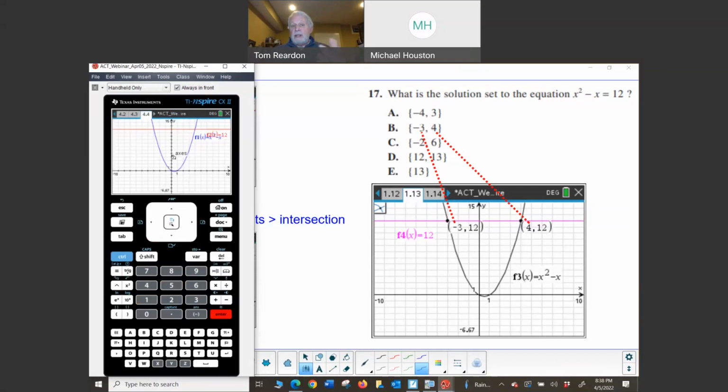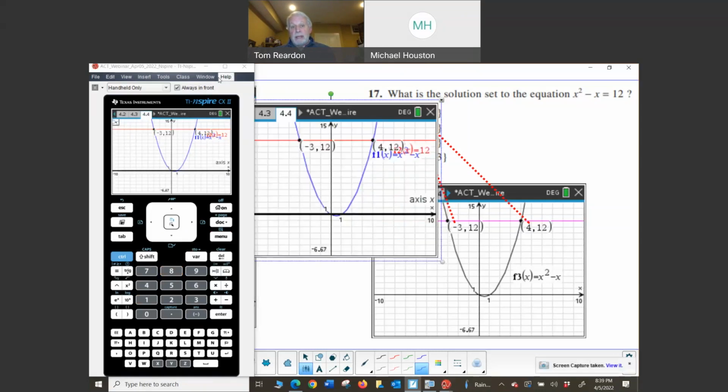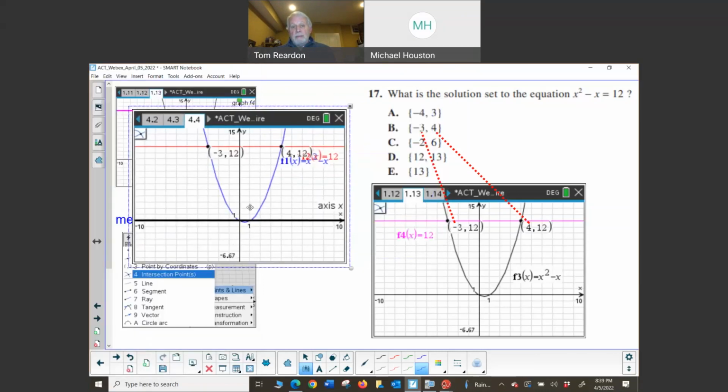And now to find the point of intersection, you can find all of them at the same time. Even if there were 10 of them, you can find them all at the same time instead of finding one at a time. And the way you do that is with menu, and it's under geometry, and it's under points and lines. So menu, geometry, points and lines. And if you'll notice, number 4 is intersection point or points. And what you do is you just click on one graph, click on the other graph, and all of the points of intersection show up simultaneously, okay? And if there was more than 2 of them, all 3, 4, 5, whatever it would be, would show up, okay?